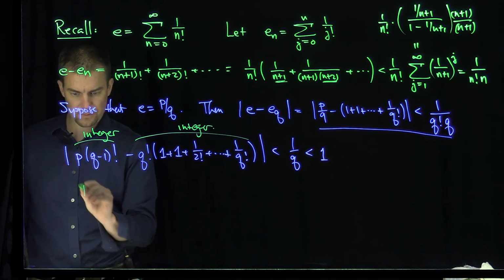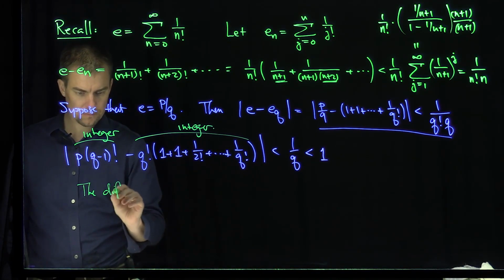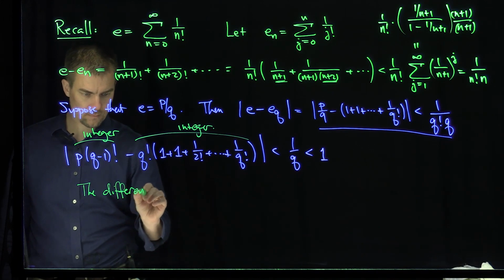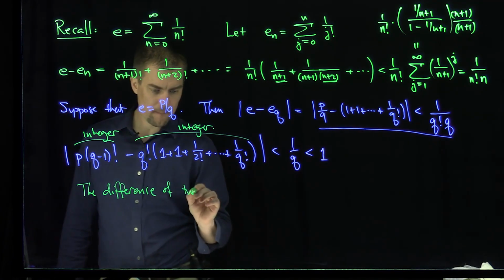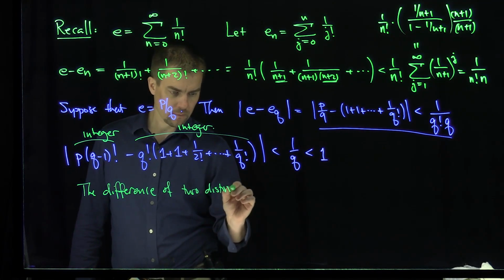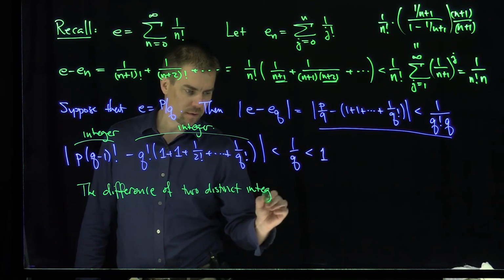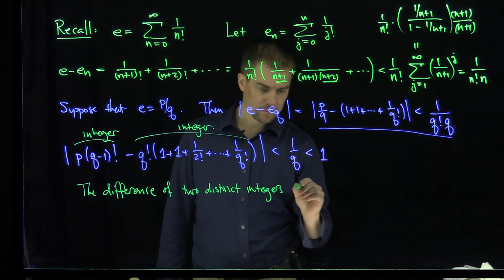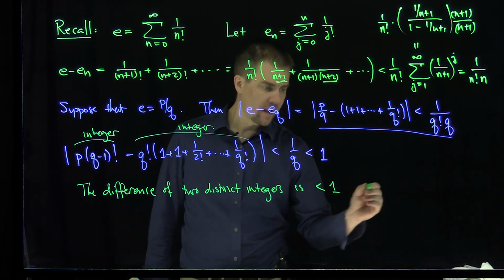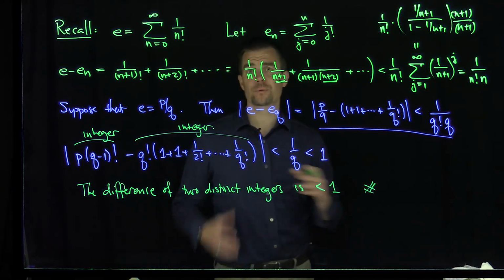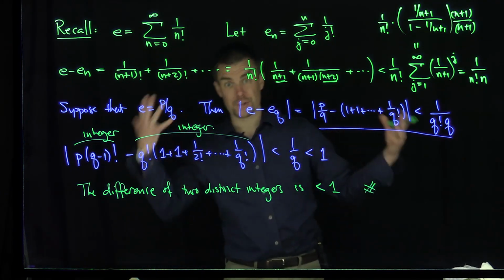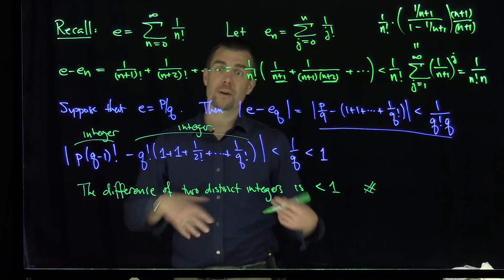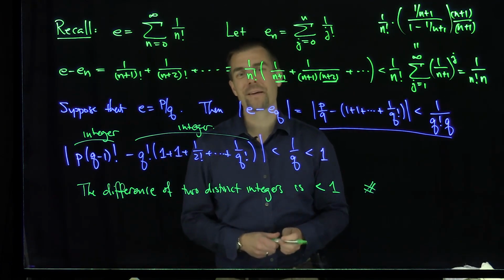So hence the difference of two distinct integers is less than 1. And that's a contradiction, because the difference between two integers is, again, an integer. It can't be less than 1 in absolute value. So this proves that e is irrational. Thank you very much.